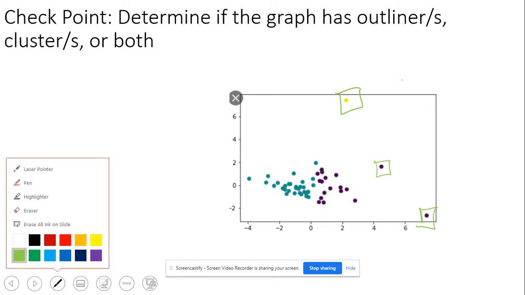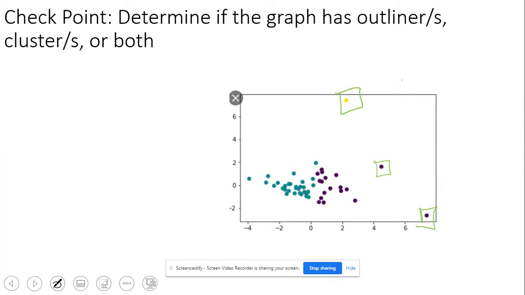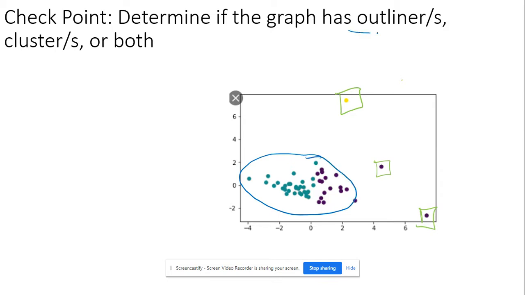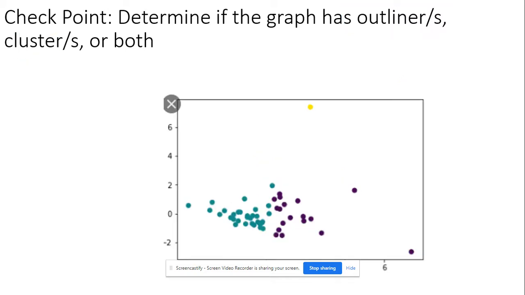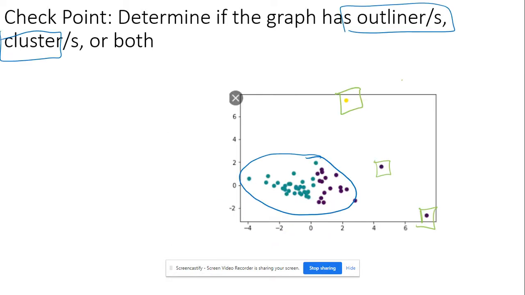And let's do blue for my clusters. So looking at clusters, we got this big cluster of data right there. So for this graph, it has outliers and it has a cluster. Oh, it was the same picture. So it looks like that's our only example. Sorry, guys.